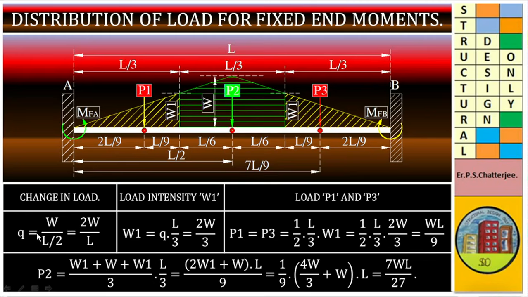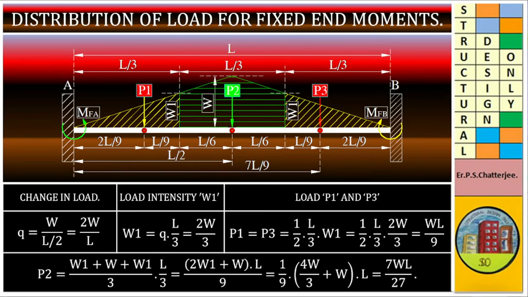Change in load is equal to W over L by 2. Within the half length of the beam, it is varying from 0 to W. So W over L by 2 is equal to 2W by L. Therefore W1 is equal to Q into L by 3, is equal to 2W by 3. P1 is equal to P3 is equal to half into L by 3 into W1, is equal to half into L by 3 into 2W by 3, is equal to WL by 9.